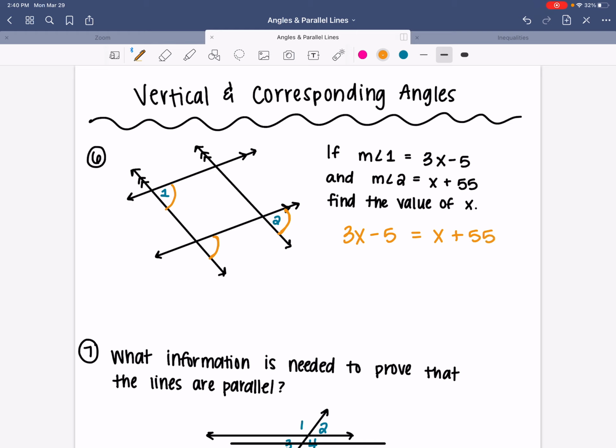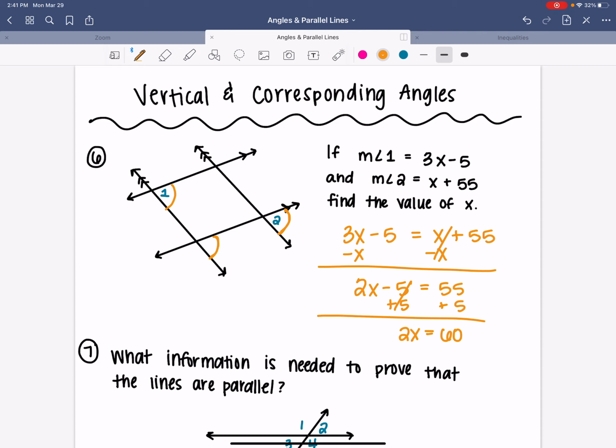And now we want to solve for x. So I would first just move that x over, so subtract x on each side. So now we have 2x minus 5 equals 55, and then add 5 on each side. So 2x equals 60, so that would be 30.